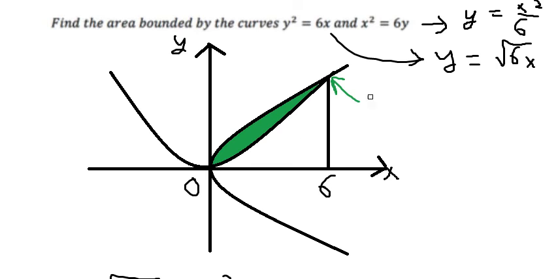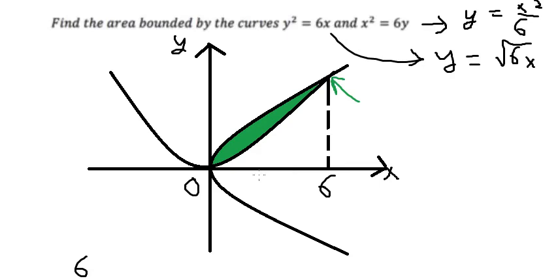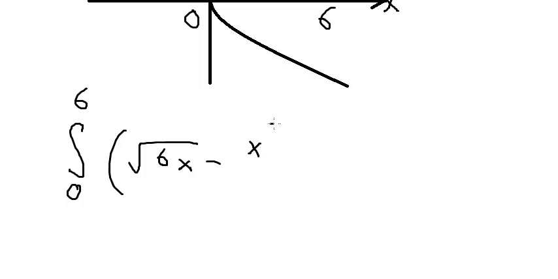Now we need to set up the integration. So this curve in here, that's y equal to the square root of 6x. And this one is lower, that's equal to x squared over 6. And now we have the integration from 0 to number 6. And we have the square root of 6x minus x squared over 6.